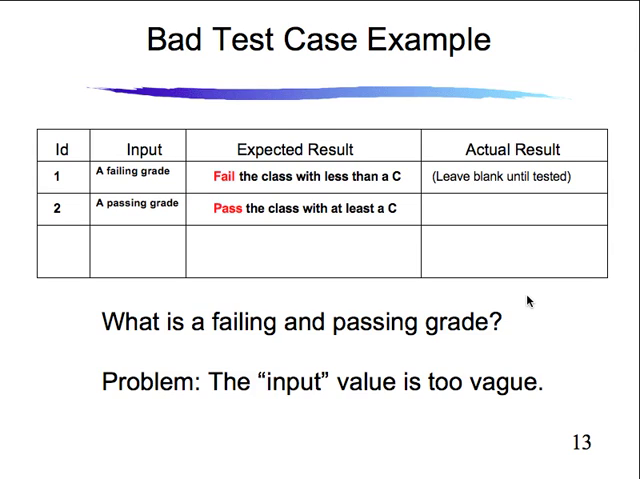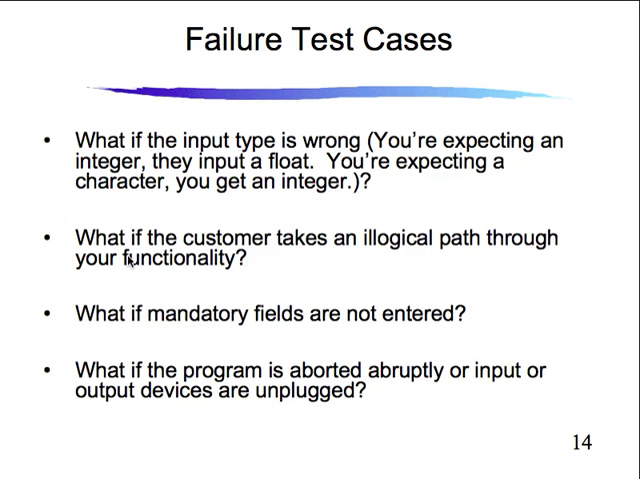And here's the bad test case example. What is a failing and a passing grade? And the problem is the input value is too vague. We don't know, because we can have more. Think about this. You're going to design this test grid, print it out, and give it to a TA or an assistant or somebody who's not involved really in the project, who's going to run this for you and doesn't know anything. So they're reading what's on the sheet. Input, a failing grade. Well, what's a failing grade? They're going to make something up. So you don't want them to think. You want them to actually type something in that's going to lead to an accurate result.